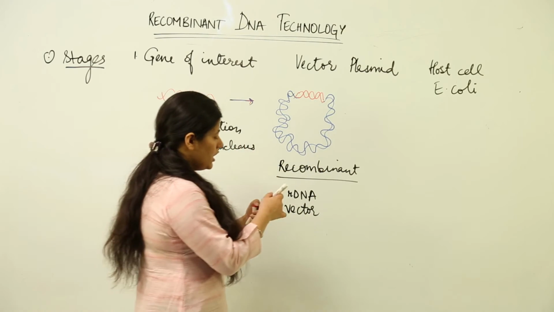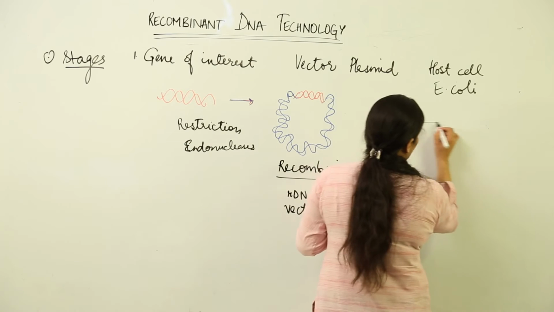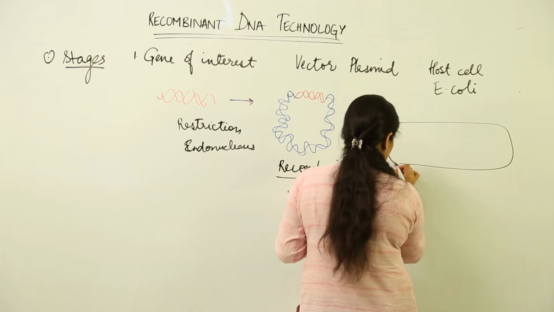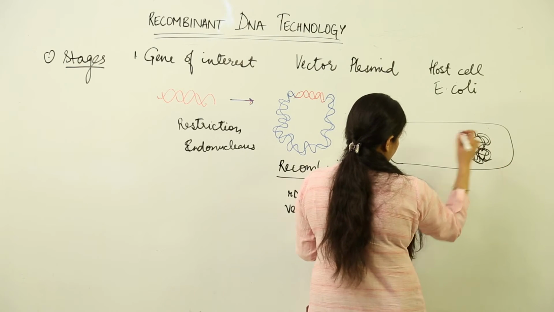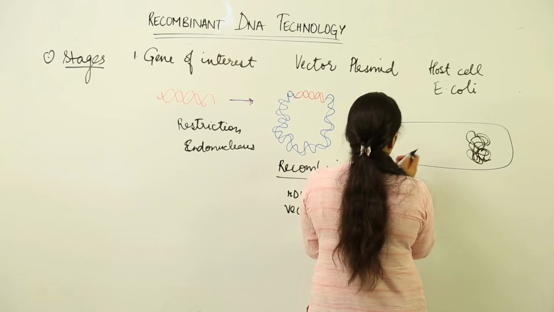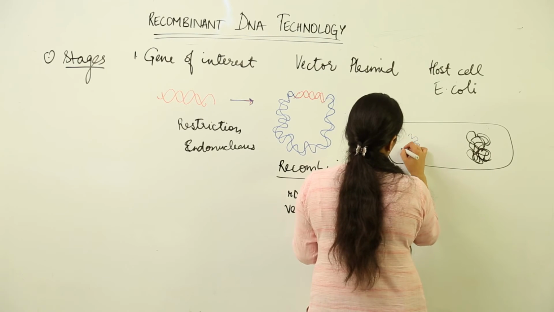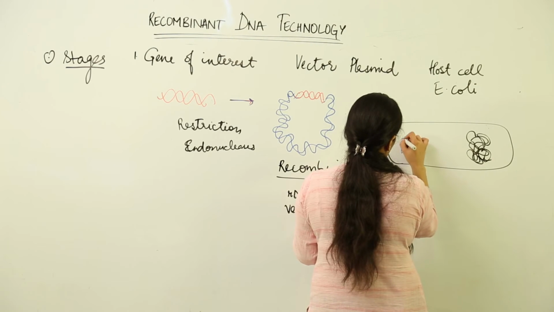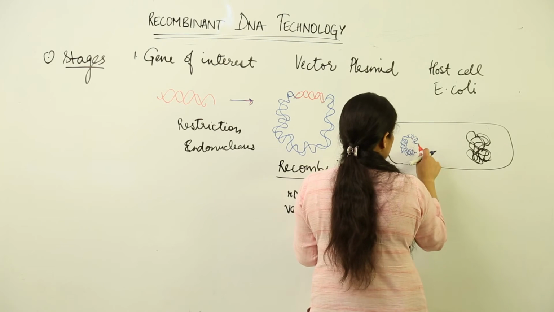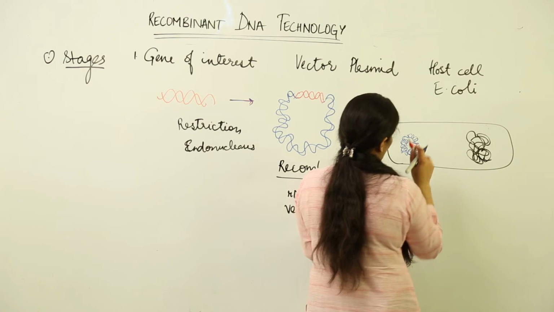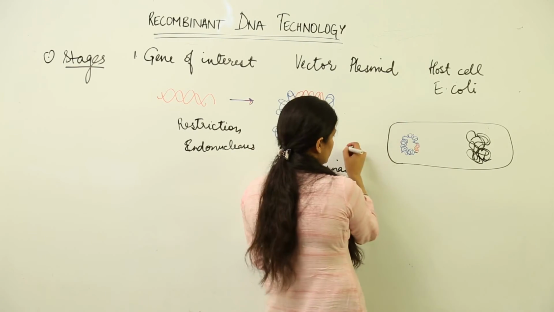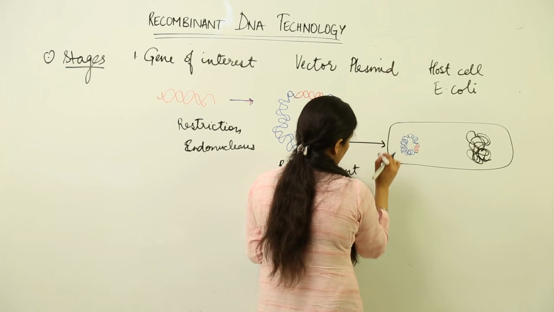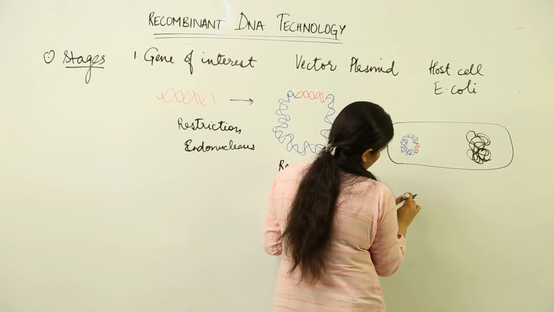Now it will be incorporated into the E. coli cell. E. coli is a prokaryote, you know that. This is its nucleoid. Here we have the plasmid that is being put inside the E. coli, and this plasmid is not the simple one, it is the transformed plasmid. Now we have this plasmid. This E. coli earlier did not have this plasmid, because of the process of transformation.